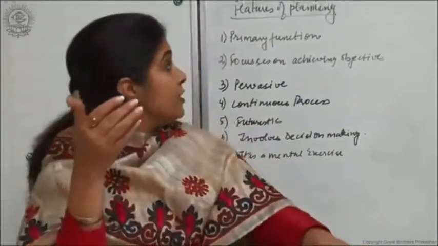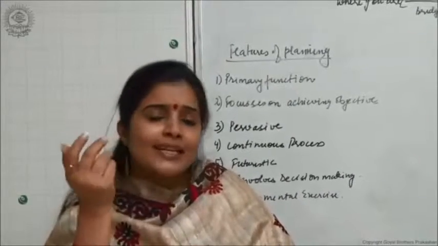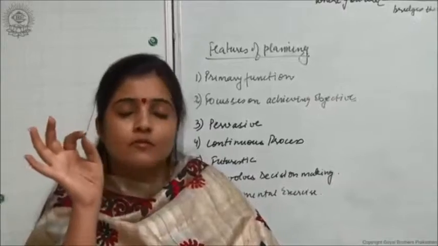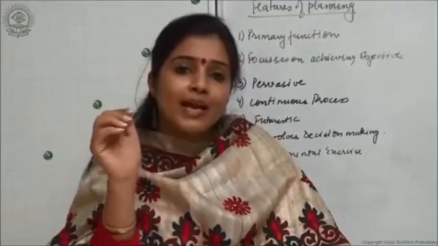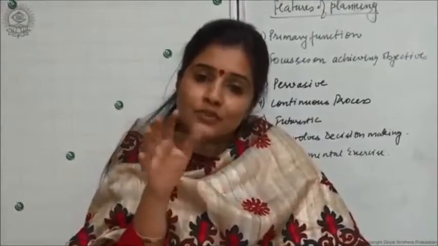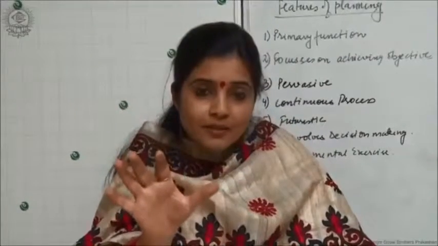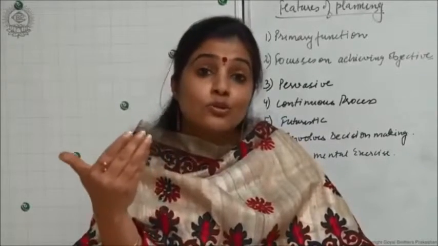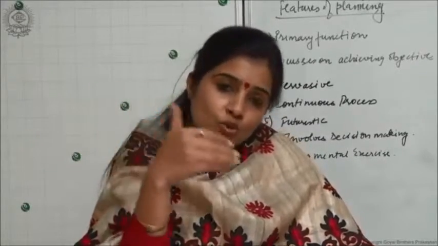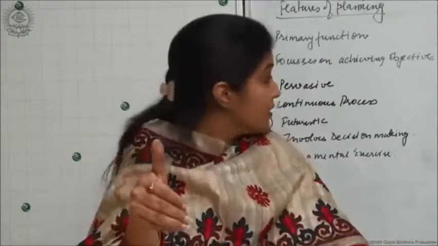Now, coming to the different features of planning. What are the features of planning? Planning is the primary function of management. It is the first and foremost function of management. What do we do in planning? In the function of planning, first of all, the broad objectives and goals of an organization are determined. And then we also develop plans, or we decide on the course of action that is going to be undertaken so that these organizational goals are achieved effectively and efficiently.